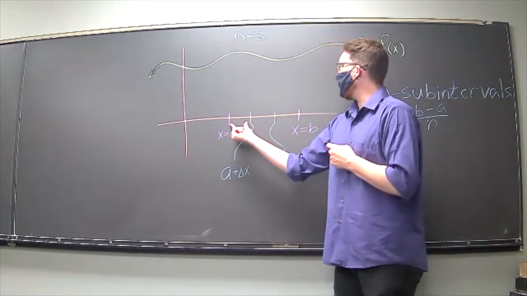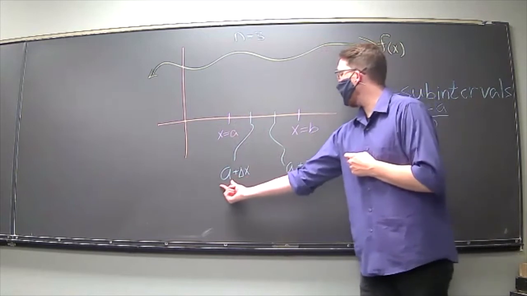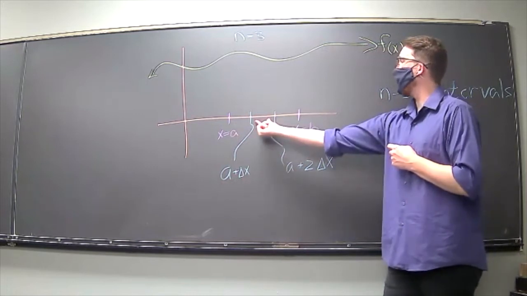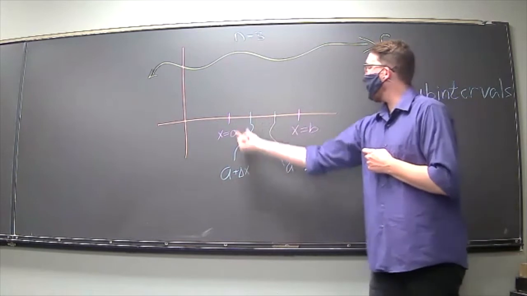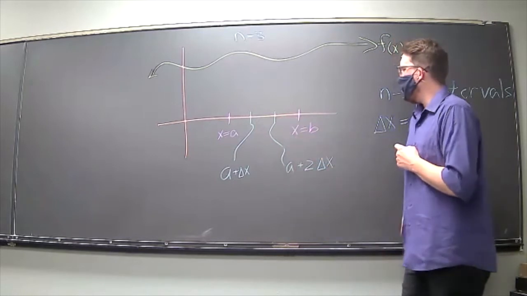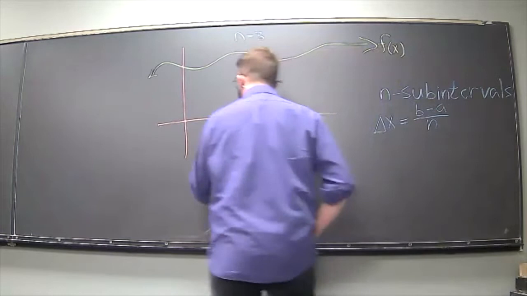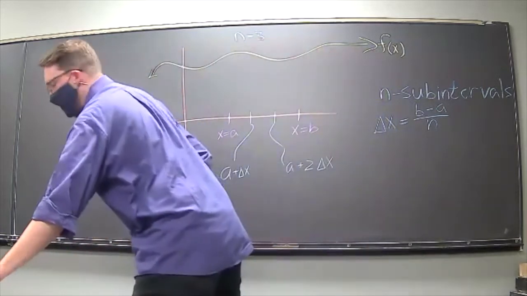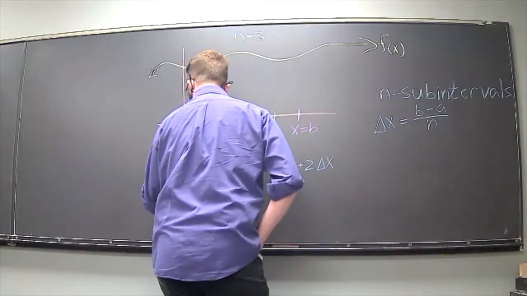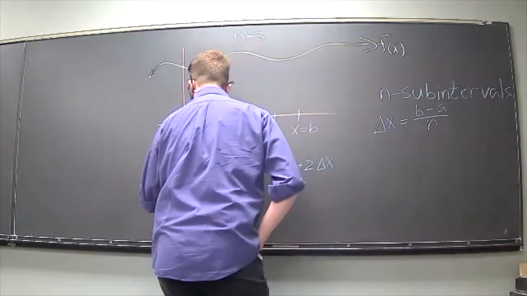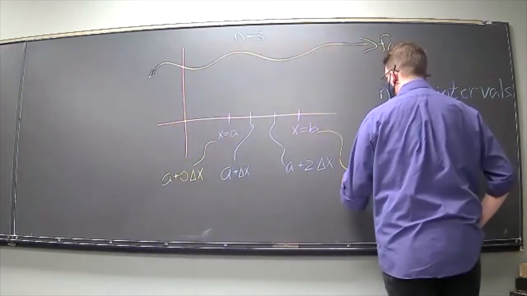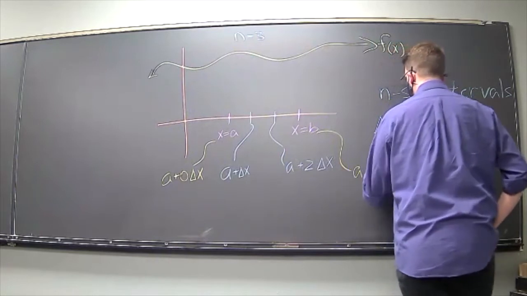Everything in here gives us our first interval. Now our second interval is going to be from A plus delta x to A plus 2 delta x. That's going to give us our second interval. It's the same length, though, as the first. And then we're going to do it again for the third interval, right? So one thing we can note on here is that A is equal to A plus 0 delta x, and B is equal to A plus 3 delta x.